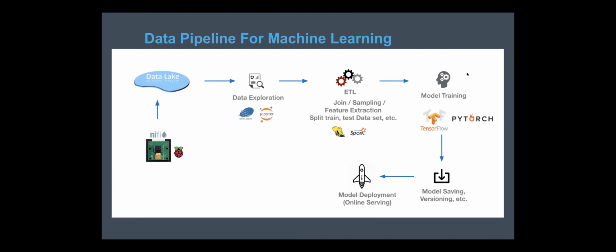Model training will use TensorFlow or PyTorch or some other software to do the training. And once the training is done, they're going to save the model, version the model, and deploy the model to some online services. So this is a loop. Machine learning engineers have to repeatedly explore the data, do the ETL, and do the machine learning training. And also they have to verify if the model works and go back around the loop again.